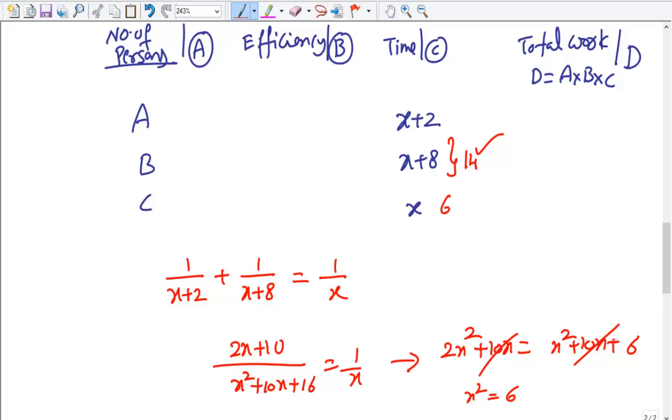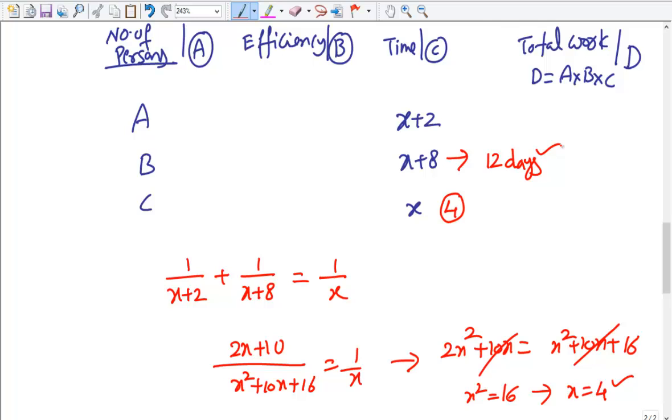Not 6, actually. It's 16. X square equal to 16. It means x equal to 4. X cannot be minus 4. X equal to 4. In such a case, he or she takes 4 days to finish the work. It means B will take 12 days to finish the work.